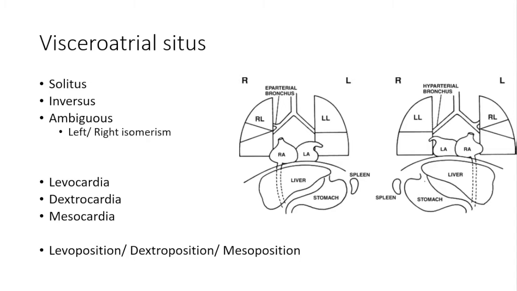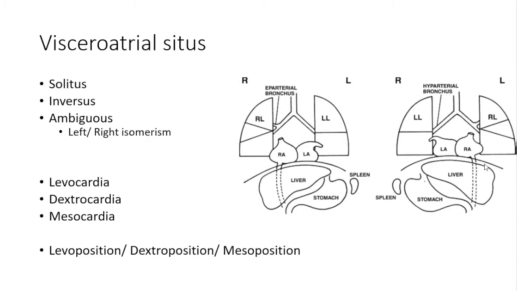Situs may be solitus, inversus, or ambiguous. Situs solitus is the normal anatomical configuration with liver on the right side, stomach and spleen on the left side, trilobed lung with eparterial bronchus on the right, and bilobed lung with hyparterial bronchus on the left. Inversus is the exact inversion of a situs solitus. Situs ambiguous is neither solitus nor inversus.